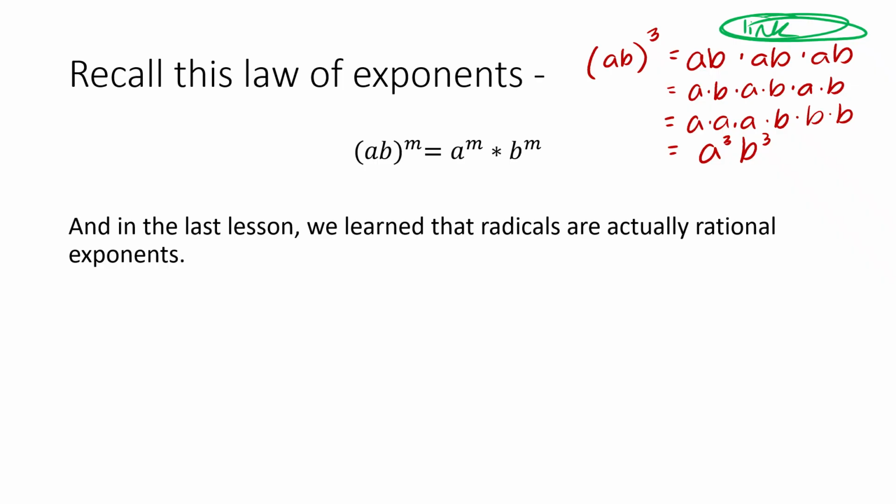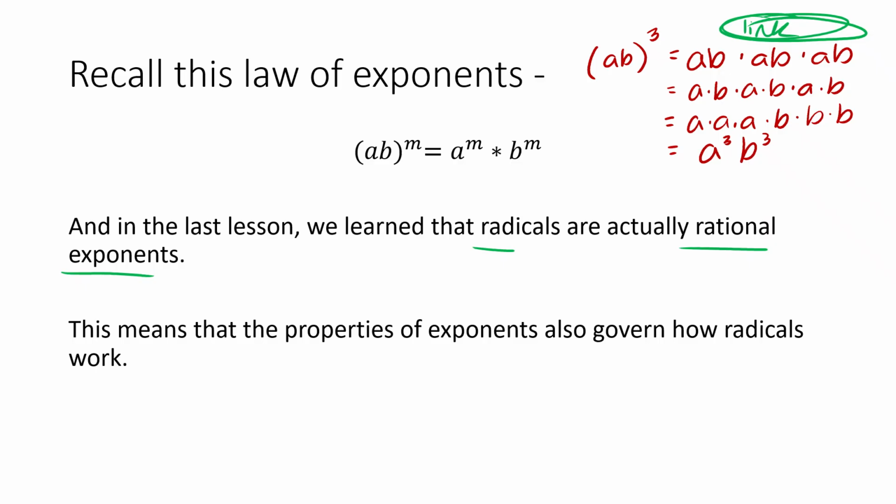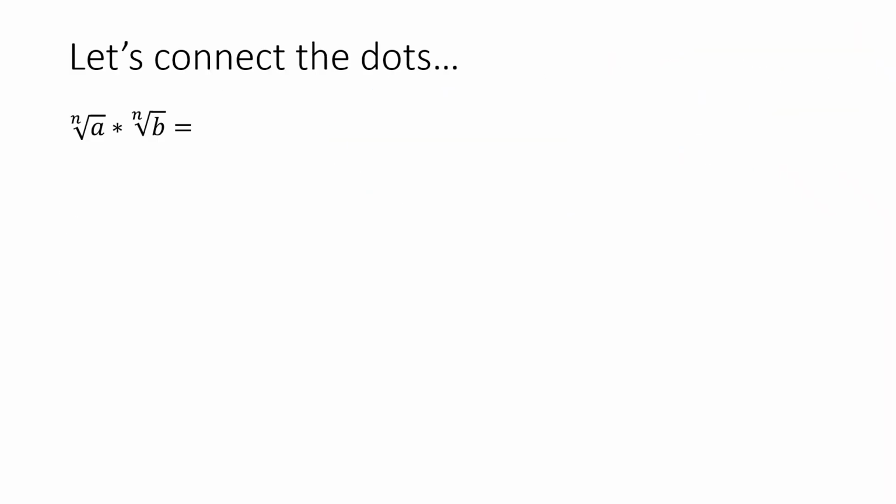Okay, so we have established that radicals are actually what we call a rational exponent. This means that the properties of exponents also govern how radicals work. In short, it means we can take this and we can apply it to radicals. Okay, so let's connect the dots on that.